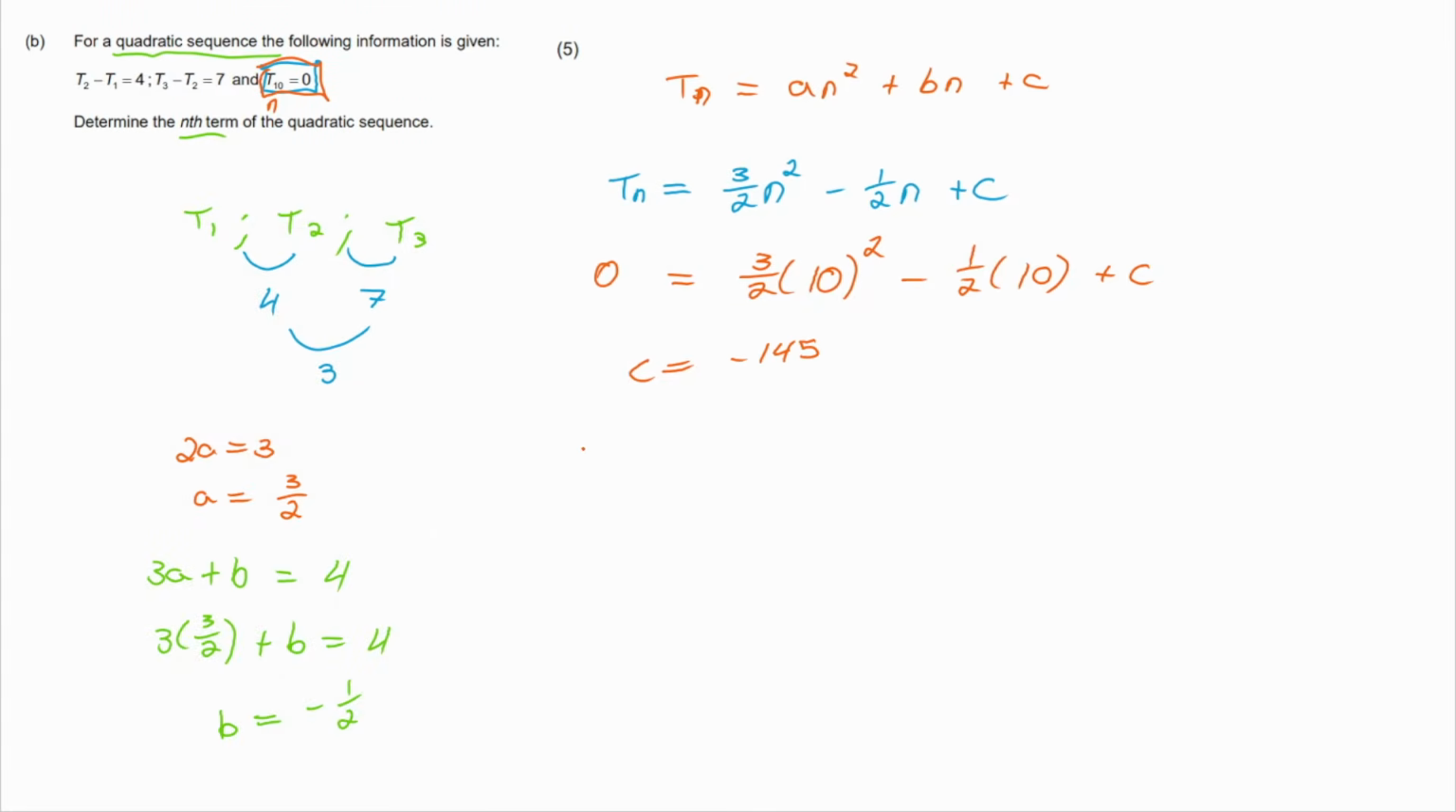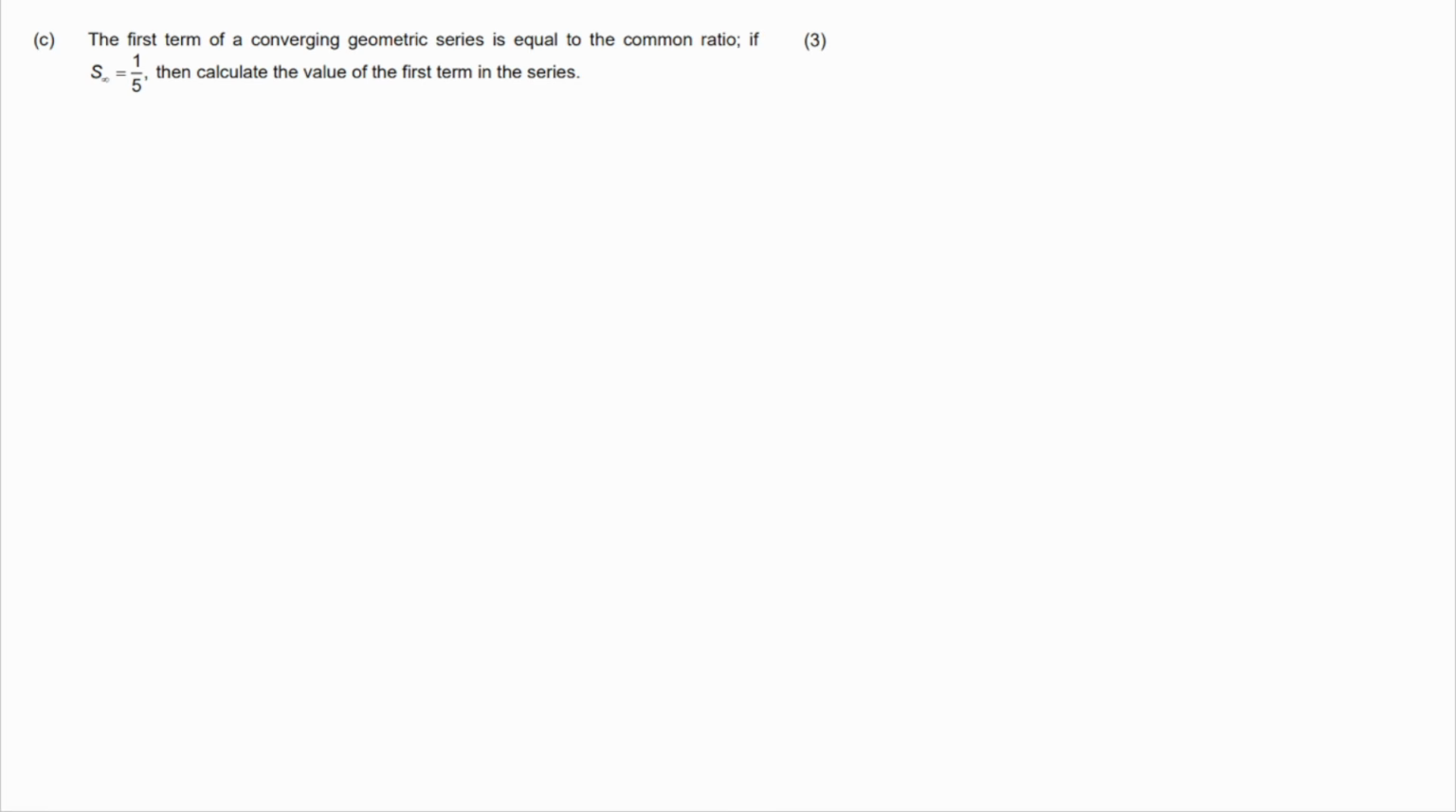So there we have the formula for Tn. The nth term is given by 3 over 2 n squared minus a half n minus 145. So there we go, that's what they needed for that question.